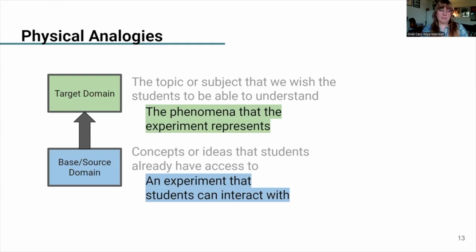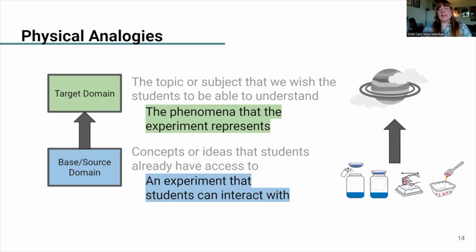Now, what we're using here is physical analogies, which is a multimodal instance of these conceptual metaphors. We're using as the base domain an experiment that students can interact with, and as the target domain, a phenomenon that we want this experiment to represent. In our case, we're looking at the cloud experiment and the lightning experiment and how those could apply to exoplanet weather. Feel free to take a moment and think about whether there are physical experiments or analogies that you use in your classroom, and how you think students might use those.